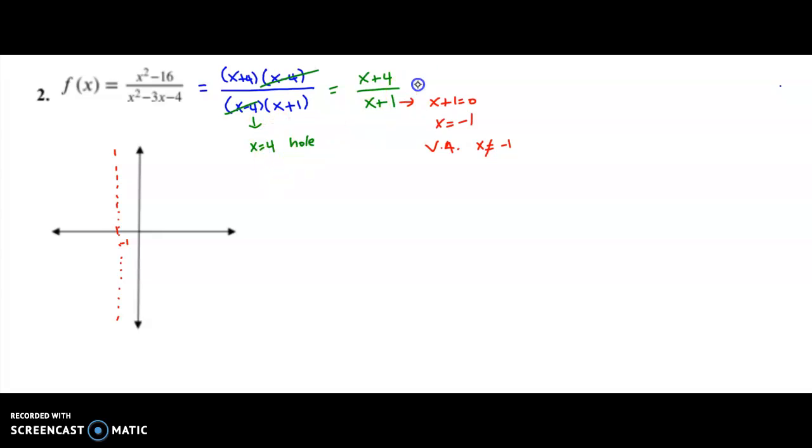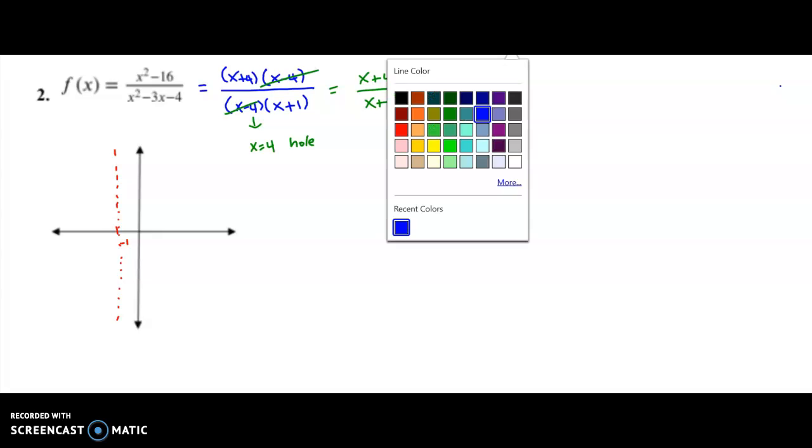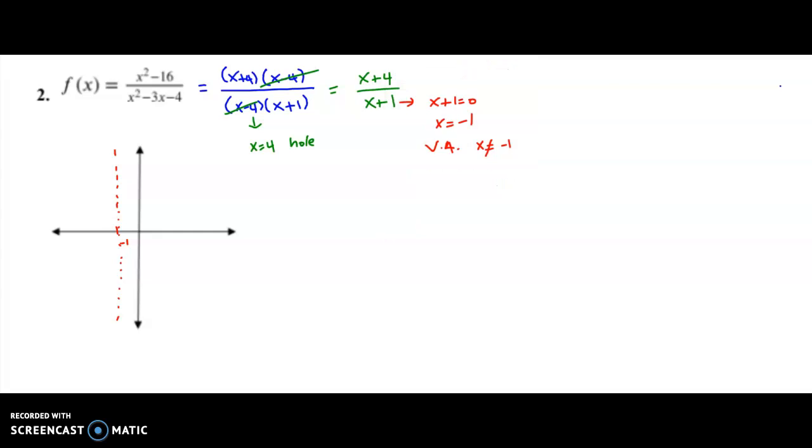Okay. I also know there is a horizontal asymptote, and again, we'll go over how we know where that is in a little bit. The horizontal asymptote is going to be at y equals 1. And so at 1, we're going to have this horizontal asymptote.